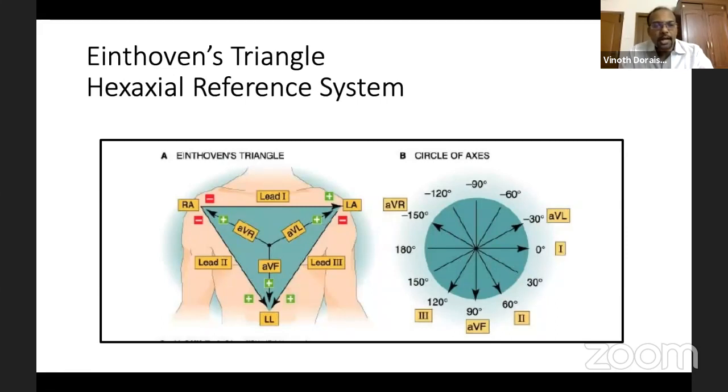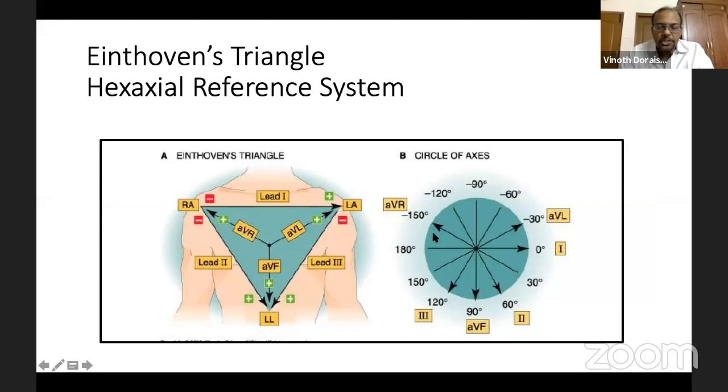Now coming to Einthoven's triangle, the hexaxial reference system. This is in the frontal plane, so it will include only the leads 1, 2, 3, AVR, AVL and AVF. It's important to know the axis or the degrees of these leads, so that we can calculate the QRS axis, the P axis or the T axis.